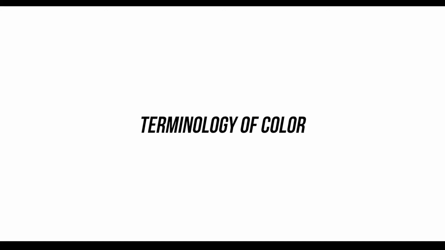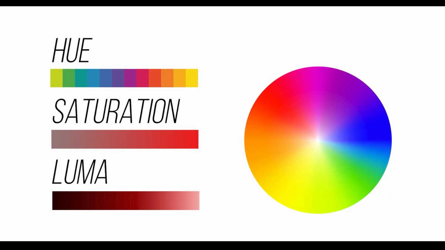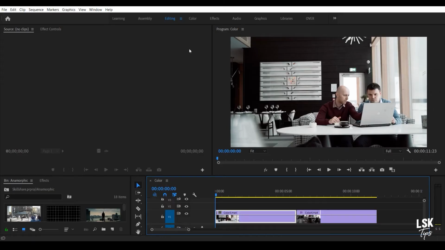First, let's understand the basic terminology of color correction. There is hue, saturation, and luma. Hue is the name we call colors, saturation is the vividness or intensity of the hue, and luma is the brightness of hue. Alright, to start color correcting, you need to go to Color tab on top of Premiere Pro.